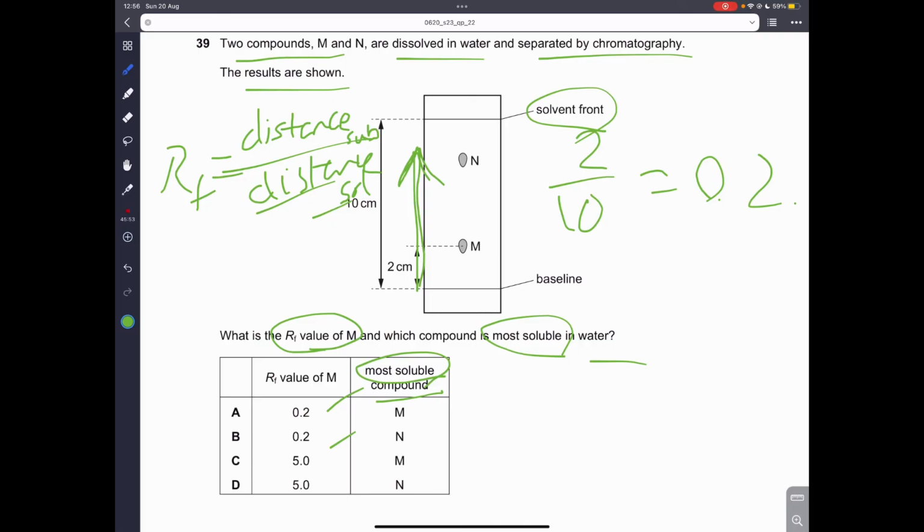And if you think about it logically, it really makes sense because the further it goes, the more soluble it is. And M is not really that soluble, and so N is the most soluble compound. This is not as soluble because it does not travel as far as it can. It stops at 2 centimeters. So B is the correct answer for question number 39.